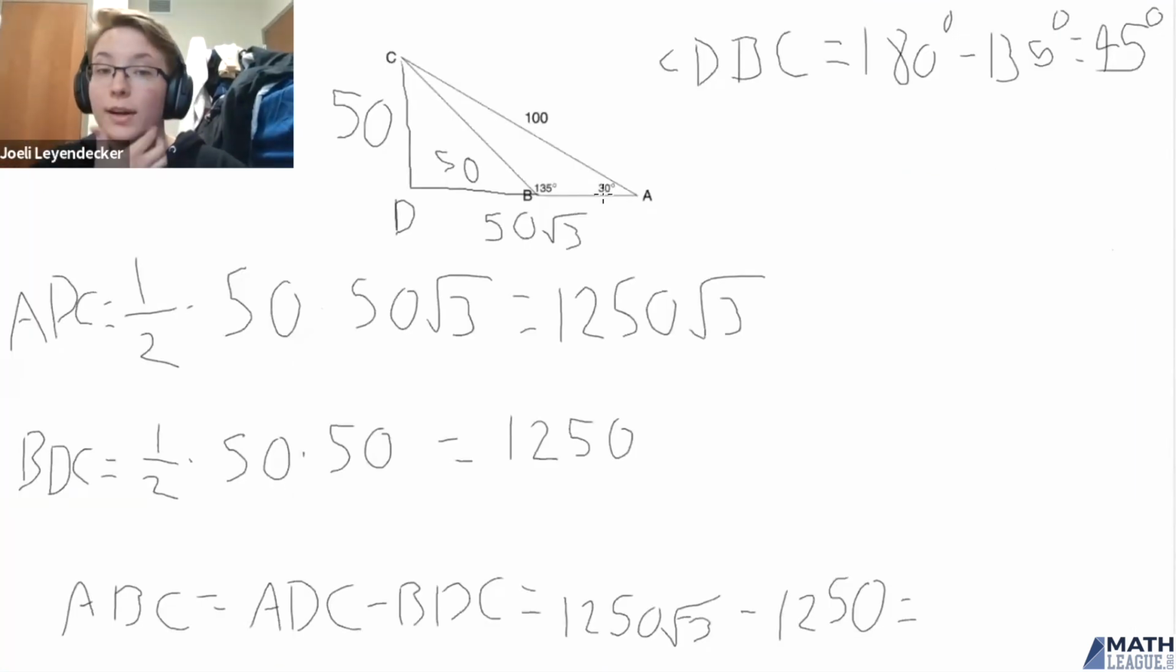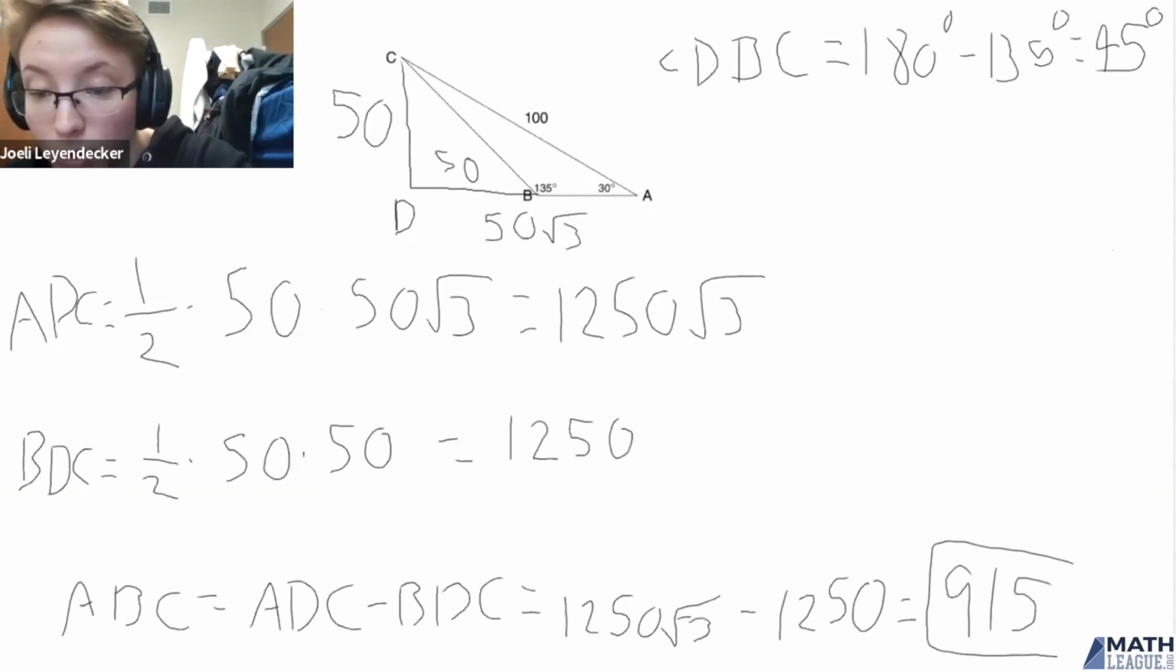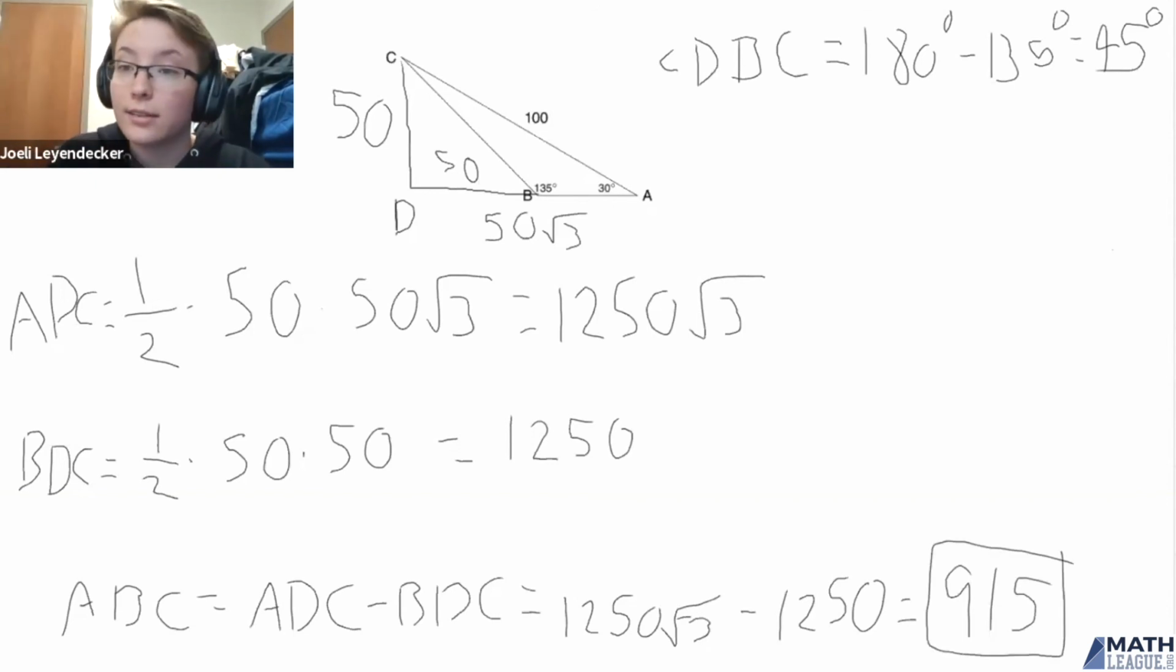Plugging that into our calculator, we find that the nearest whole number for that value is 915, which is our answer. And we're done. Thank you.